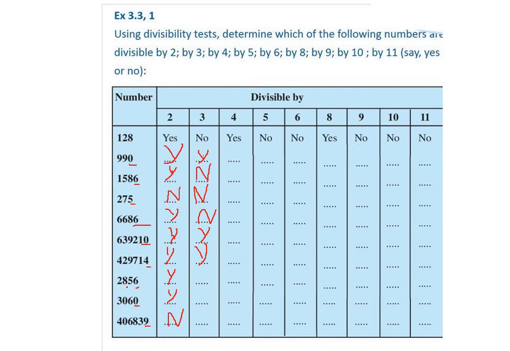2 plus 8, 10. 10 plus 5, 15. And 15 plus 6, 21. So 21 is divisible by 3. So we are going to write y here. Yes.